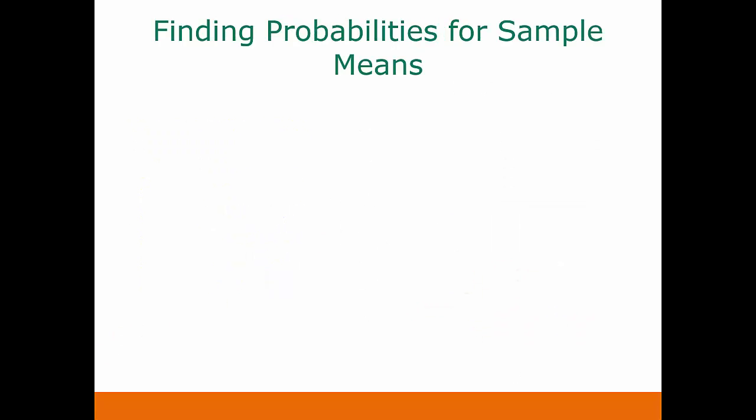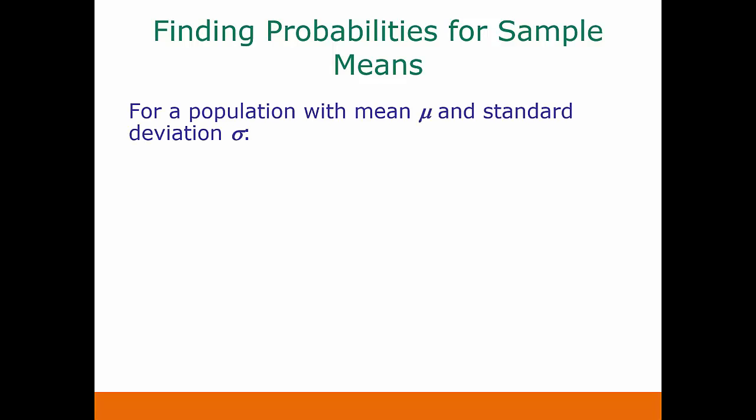Now to find probabilities for sample means, we're going to be starting with a population that has a mean, mu, and a standard deviation, sigma.